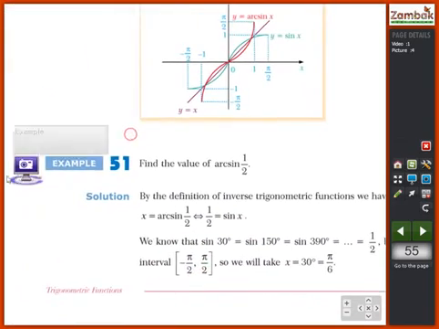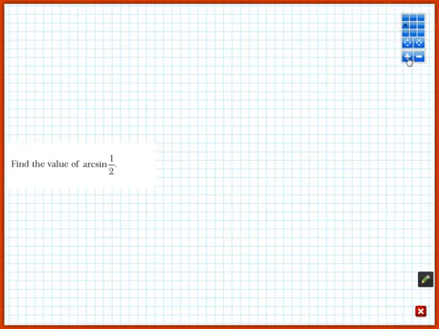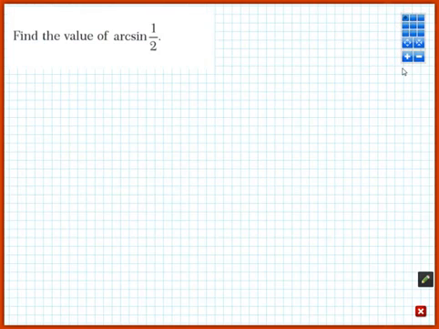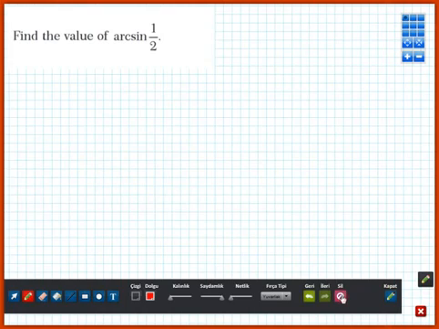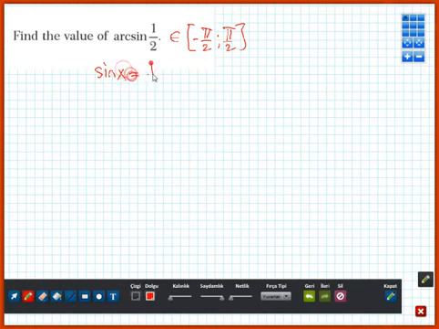Now let's solve some examples. We have to find arcsine 1 over 2. This means we are looking for an angle, and the value must be between minus 90 and plus 90. The question is, for which angle between minus 90 and plus 90 will the sine be 1 over 2? We need sine x to be 1 over 2, with x between minus 90 and plus 90. That is 30 degrees, which is pi over 6. Okay, let's solve another example.